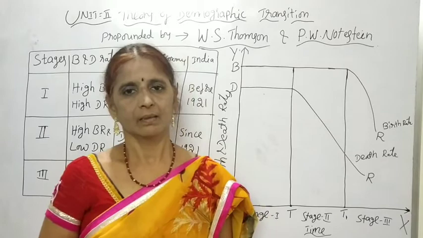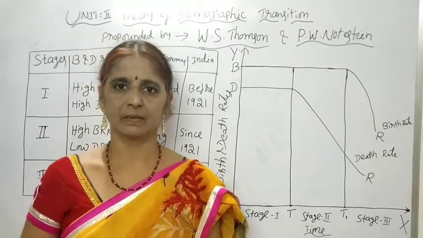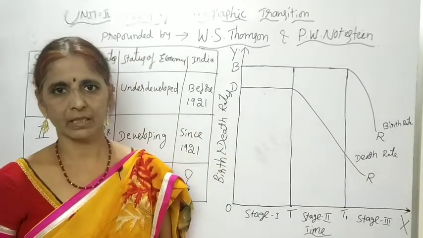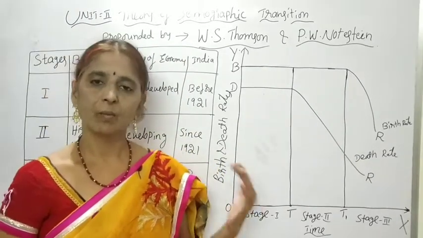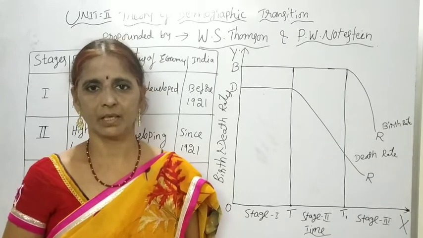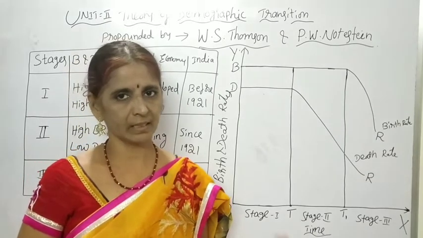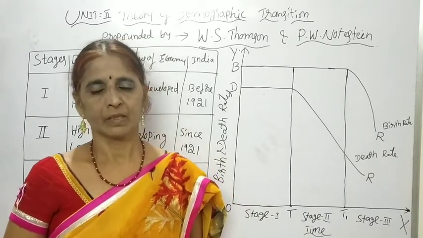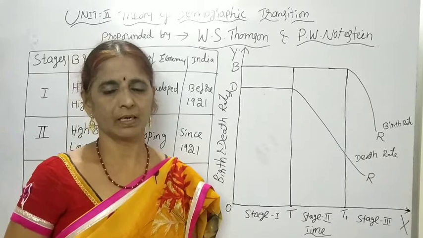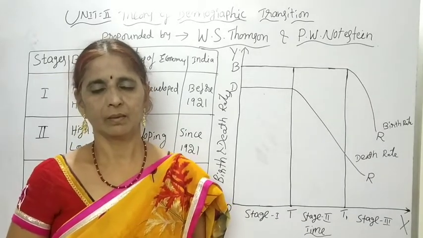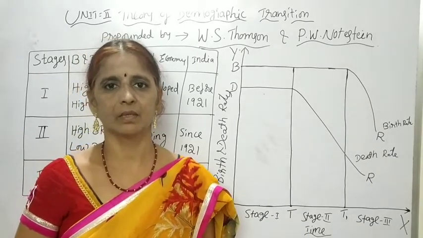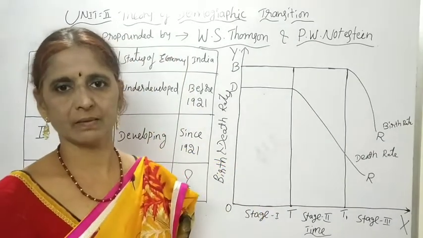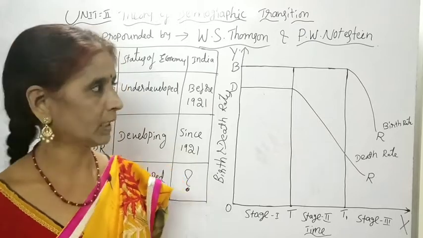My children, according to them, there are 3 stages in the theory of demographic transition. Each and every country in the world will possess the 3 stages, whether the country is rich or poor, irrespective of development. Definitely all the rich countries or poor countries possess the 3 stages of the theory of demographic transition. I will explain the 3 stages with the help of the table and the diagram.